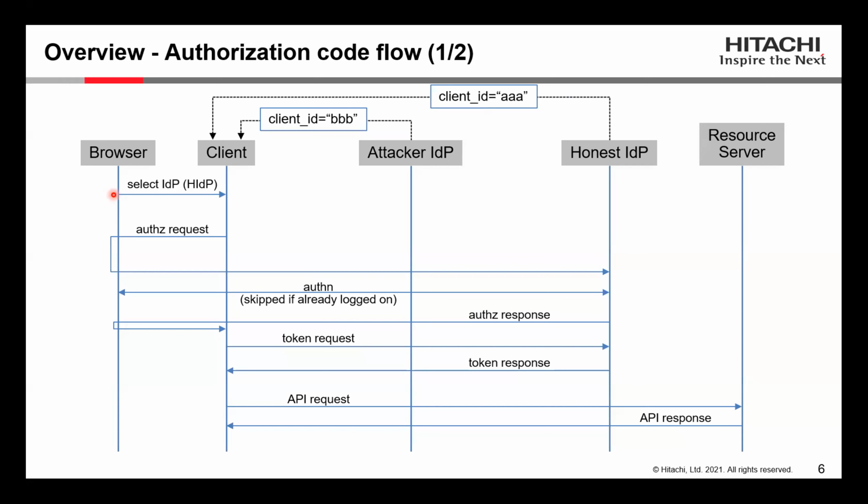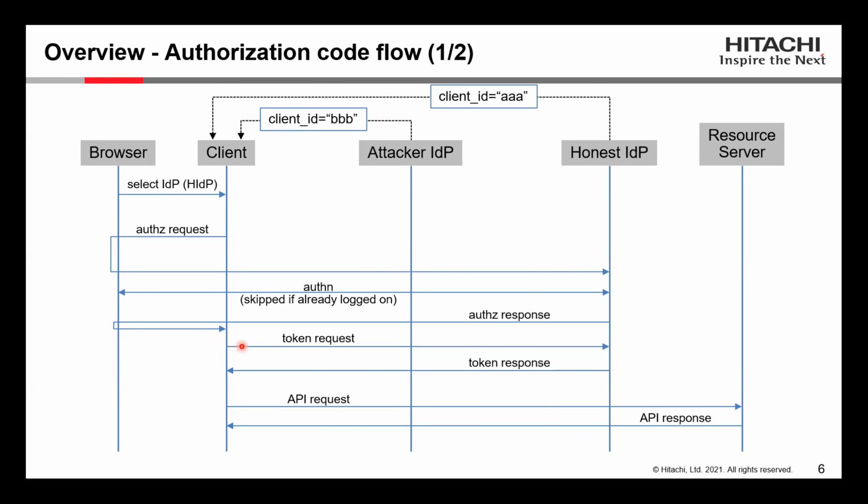The user selects HIDP in the browser. Then the client redirects the browser to HIDP's authorization endpoint. That is, the client sends an authorization request. Then HIDP authenticates the user via the browser. If the user is already logged on, this step is skipped. After authentication, HIDP redirects the browser to the client redirect URI. That is, HIDP sends an authorization response. This authorization response includes an authorization code.